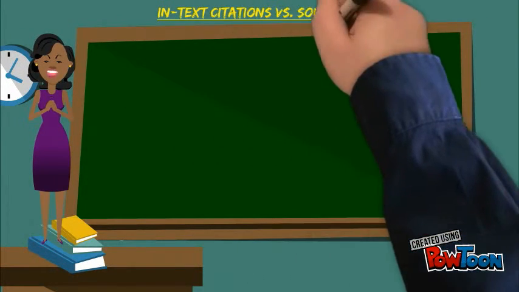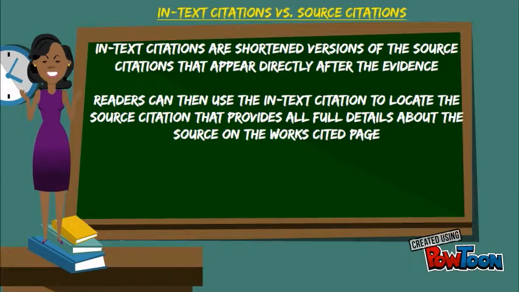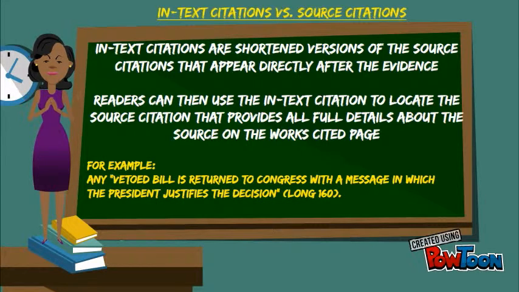Now, notice how the source citation was very long. So in-text citations are shortened versions of the source citations that appear directly after you use the evidence. Readers can then use the in-text citations to locate the lengthy source citation on the works cited list that you provided. View the example below.